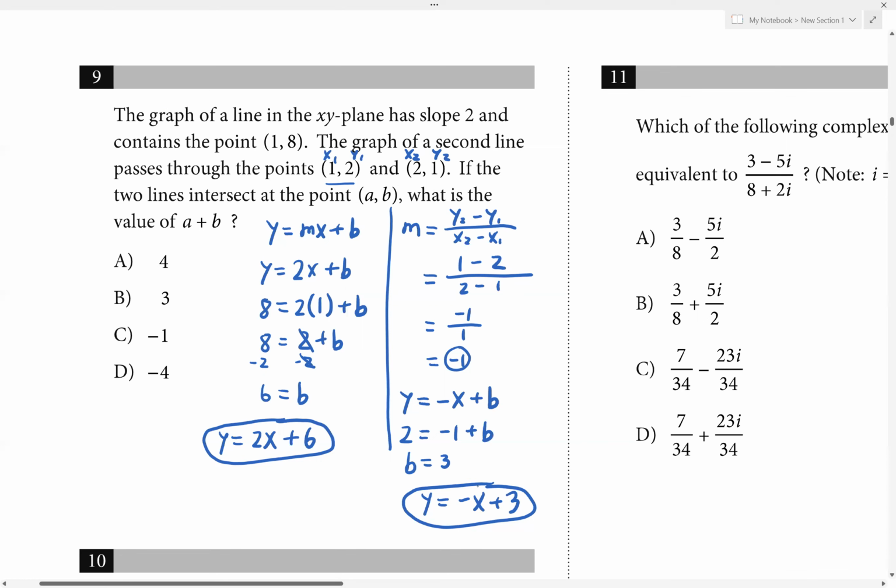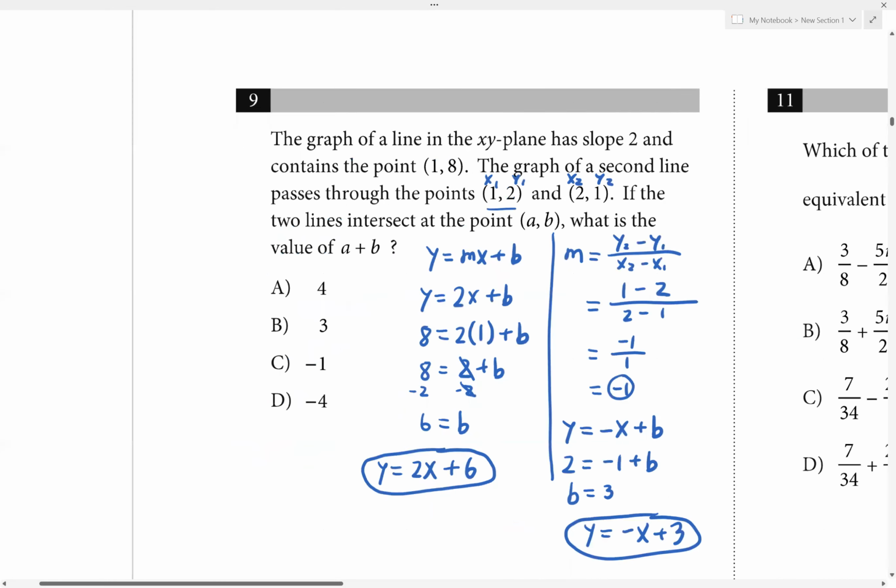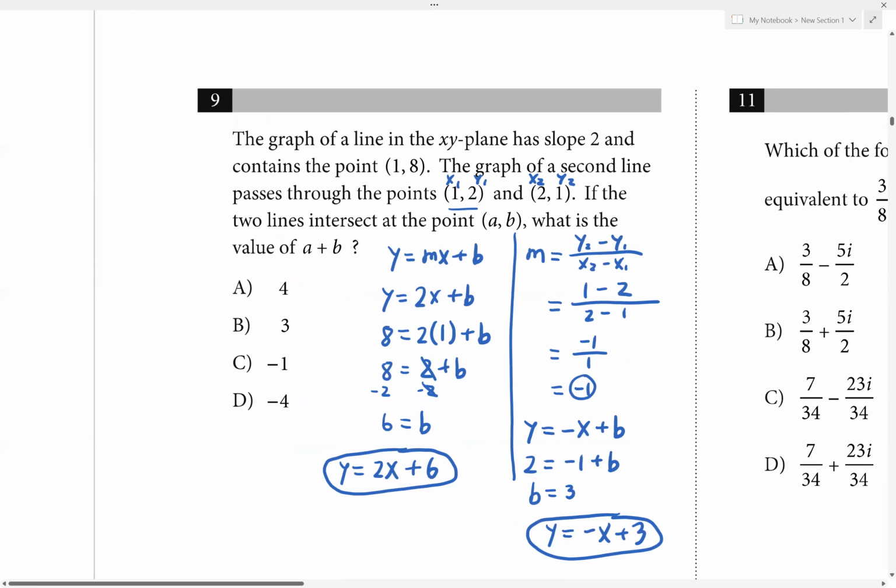And then once we have that, to solve the system of equations, let me just write over here. Since we have y equal to something for both, it's similar to a substitution. We can set them equal to each other and say 2x plus 6 should equal negative x plus 3. To solve for x, you can do plus x on both sides and get 3x plus 6 equals 3. Then we do minus 6 on both sides, and you get 3x equals negative 3. Lastly, we divide by 3, and you get x equals negative 1.